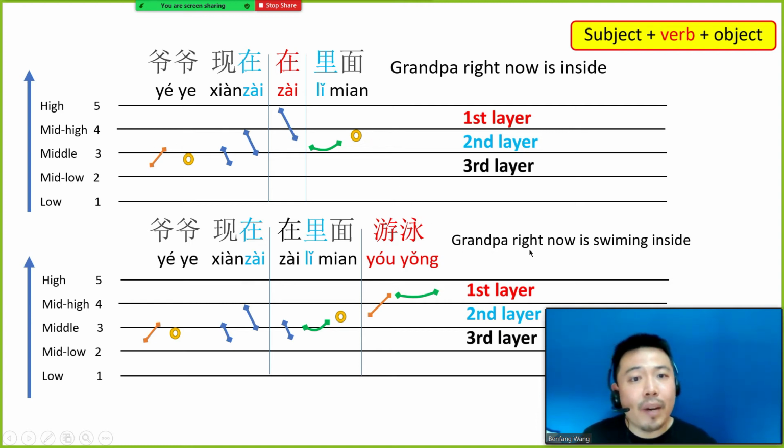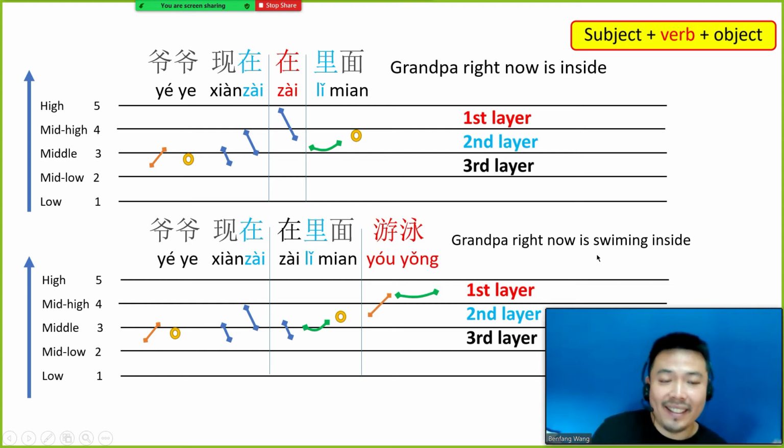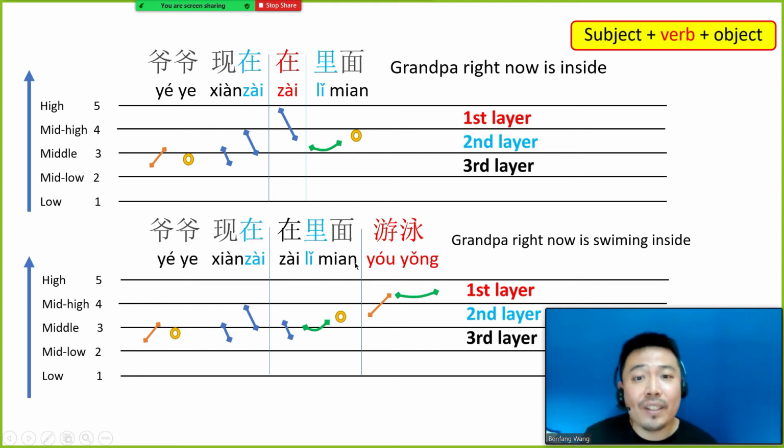However, if we say grandpa right now is swimming inside, now we add swimming in the sentence. Swimming is the main action. So this part, the verb, should move to the highest layer. And 在里面, now it's just a location concept chunk. So this part goes back to the normal layer. So together, now the new sentence will be 爷爷现在在里面游泳。爷爷现在在里面游泳。Very good.